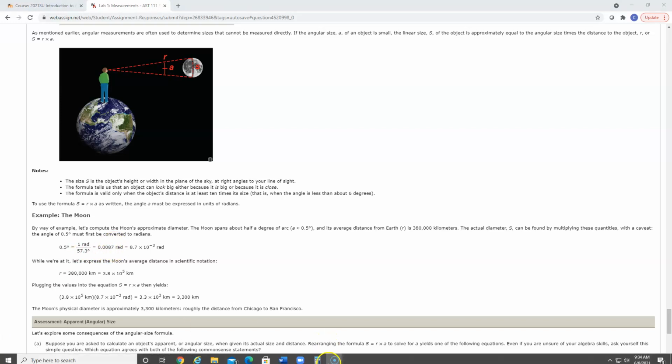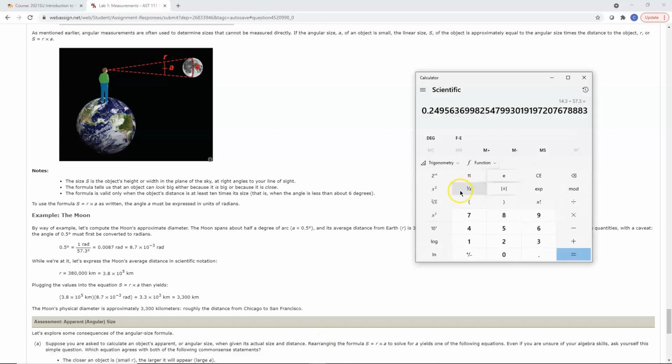So to do this, I'm going to go back to my calculator and clear that, and I'm going to take my degrees, which is 1/2 a degree. So 0.5 degrees divided by 57.3 gives me the 0.00872 right there, or 0.0087, or 8.7 times 10 to the negative third rads.